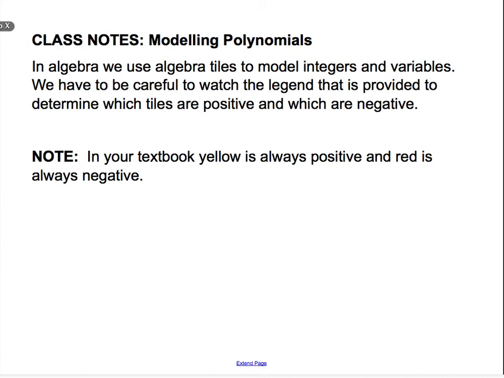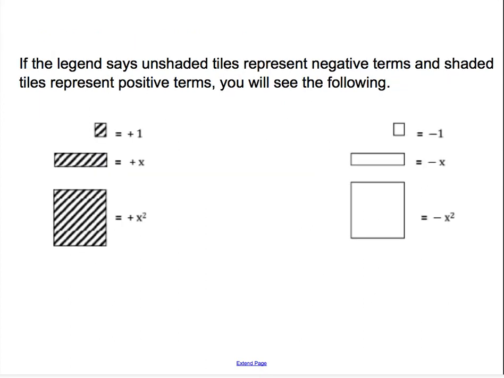One thing I do want to tell you is that in your textbook, the textbook always has yellow as positive and red as negative. However, that's not going to be the case on your PAT. You really have to watch your legend. When we print, we're going to print in black and we're going to print in white. You have to be able to identify which one's positive and which one's negative. So the legend tells you, you have to read the legend to make sure that you know which one's negative and which one's positive, because they will switch it on you.